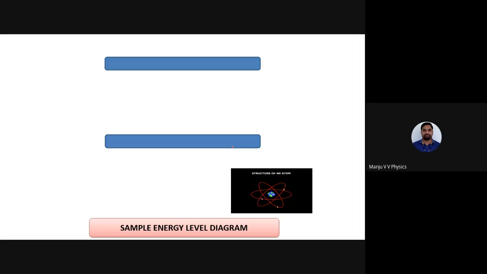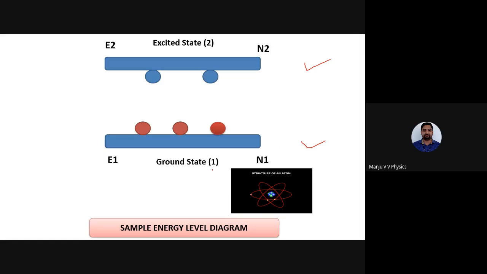That lowest energy level is called the ground state. What is the next excited state? The next higher energy level you get, that is the excited state. Actually, this ground state and excited state is a completely theoretical concept. So let me call the ground state 1 and the excited state 2. E1 is the energy of the ground state. E2 is the energy of the excited state. The number of atoms in the ground state is represented by N1, and the number of atoms in the excited state by N2.